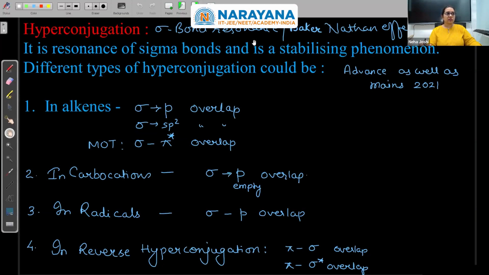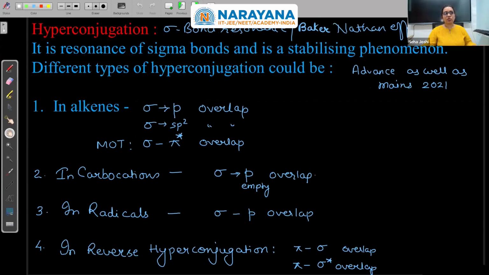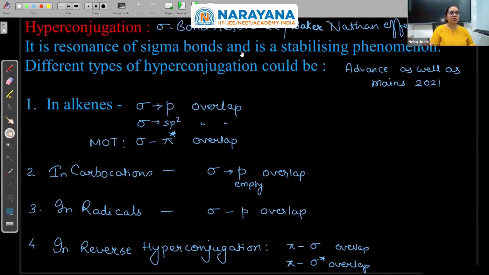It is also known as sigma bond resonance, Baker-Nathan effect, or no bond resonance. Baker-Nathan effect is named after the scientist. Sigma bond resonance, because sigma bonds are now involved. Till now, in resonance, you were not allowed to move sigma bonds. Now we are allowed. And in some structures, there will be total loss of certain bonds. So no bond resonance is also its name. It is resonance of sigma bonds and is a stabilizing phenomenon.